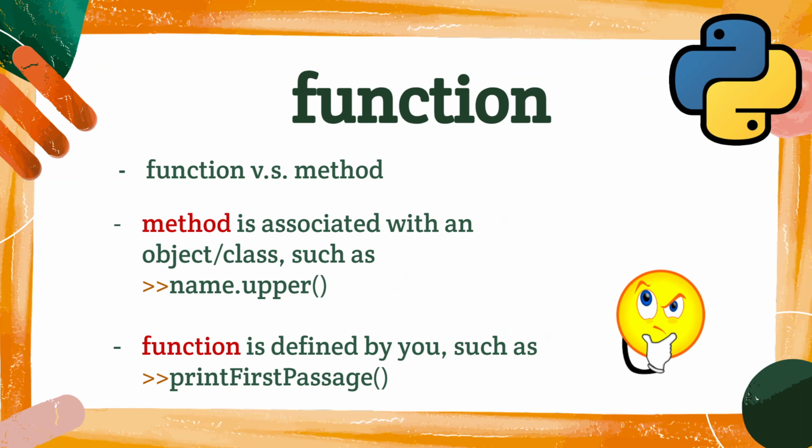In some non-object-oriented programming language, function and method might mean the same thing. However, in Python, method is associated with an object or class, such as name.upper. If you want to reuse a chunk of code, you can write a function to store these codes so that you do not need to write the same code again and again.